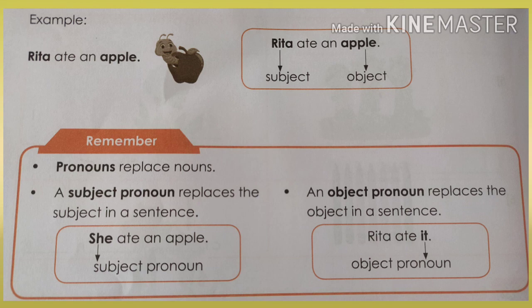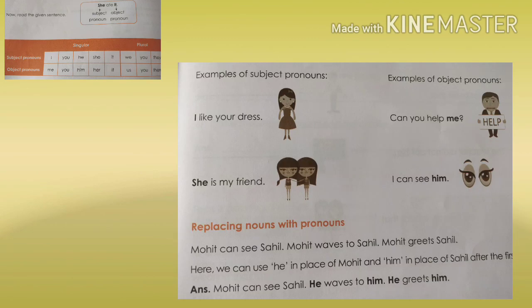A subject pronoun replaces the subject in a sentence. Like, she ate an apple. In this sentence, she is the subject pronoun. Then an object pronoun replaces the object in a sentence. Rita ate it. So in this sentence, it is the object pronoun. Now read the given sentence. She ate it. So in this sentence, she is the subject pronoun and it is the object pronoun.